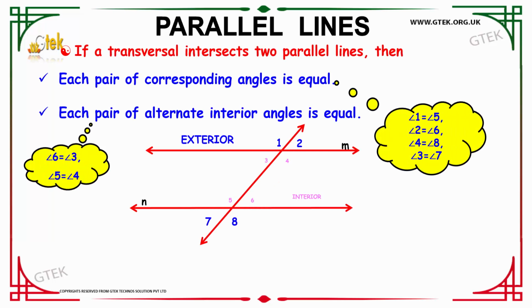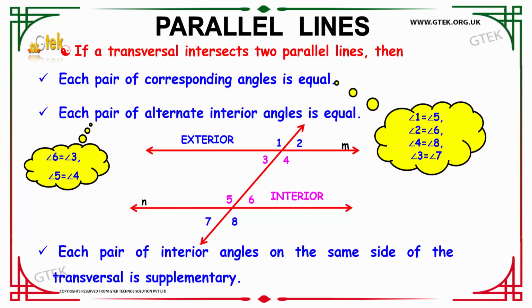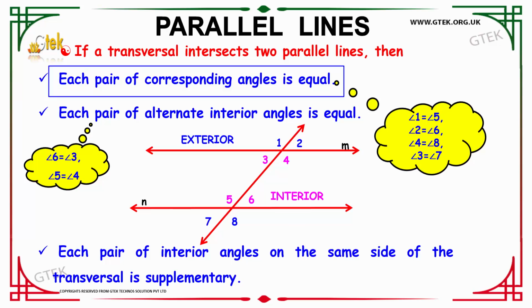Apart from this, if a transversal intersects two parallel lines, then each pair of corresponding angles is equal. That is, angle 1 equals angle 5, angle 2 equals angle 6, angle 4 equals angle 8 and angle 3 equals angle 7. You can have a comparison over here.